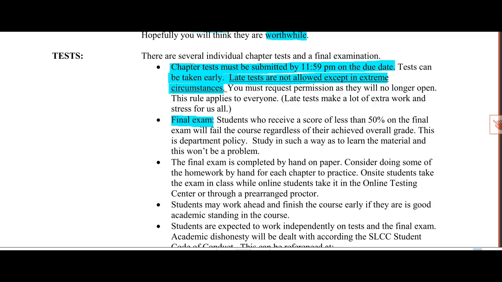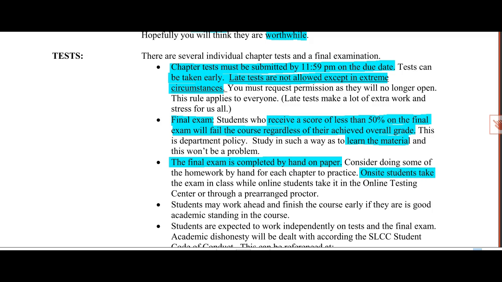You take a final exam. If you receive a score of less than 50% on the final exam, you will fail the course, regardless of your achieved overall grade. This is a department policy, so study in such a way as to learn the material and there will be no problems. Final exam is completed by hand on paper, so please do some of your homework on paper by hand for each chapter. There are suggestions on what I think you should do on the course schedule.